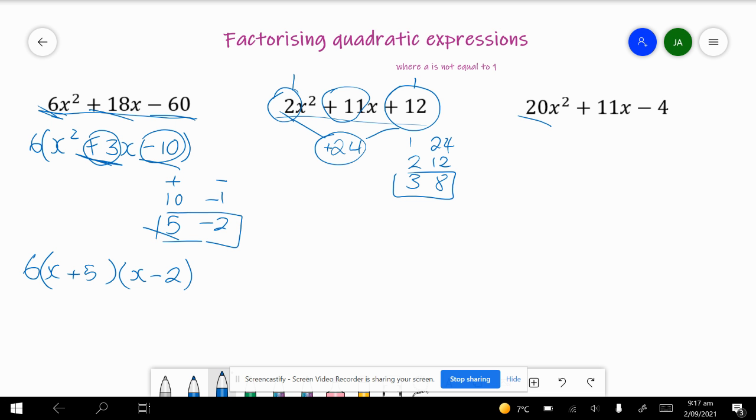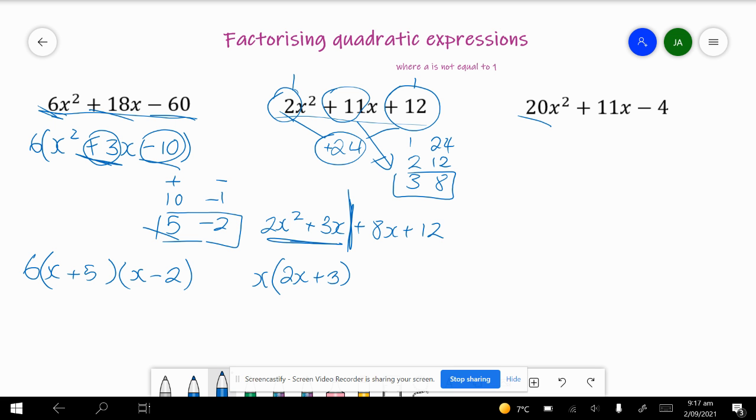Now this is where it's a little bit different. What we're going to do is split the 11x up into 3x plus 8x. And so we're going to rewrite it as 2x squared plus 3x plus 8x plus 12. Then we split it in half there, and we're going to factorise each bit. If we look at this bit here, the common factor there is x. And so if we pull an x out the front, what we're left with is 2x plus 3.